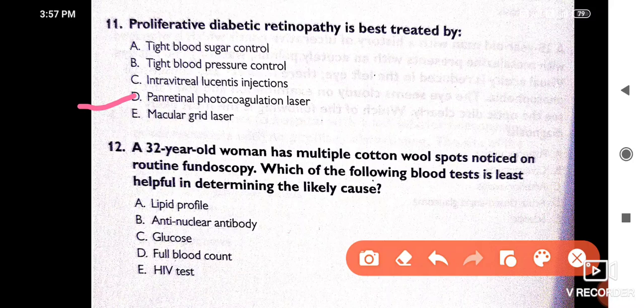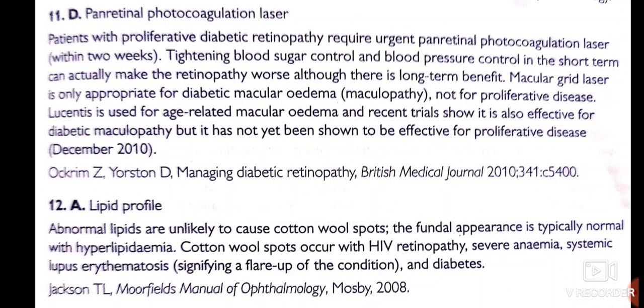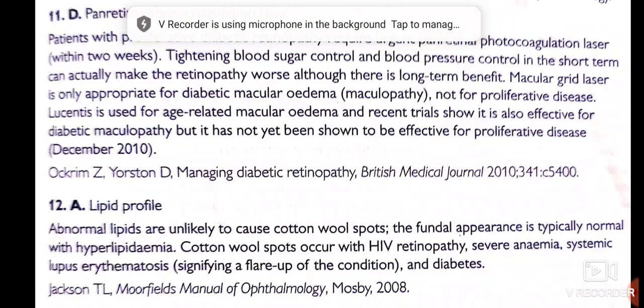A 32-year-old woman has multiple cotton wool spots noticed on routine fundoscopy. Which of the following blood tests is least helpful in determining the likely cause? So the least helpful is lipid profile. Let's discuss both answers here. Firstly, we discuss lipid profile.